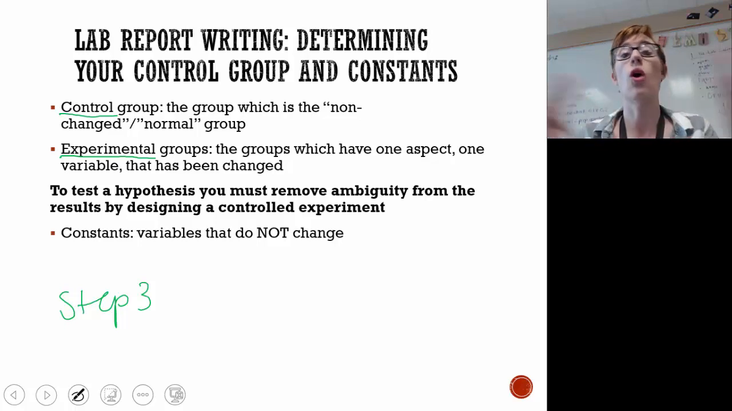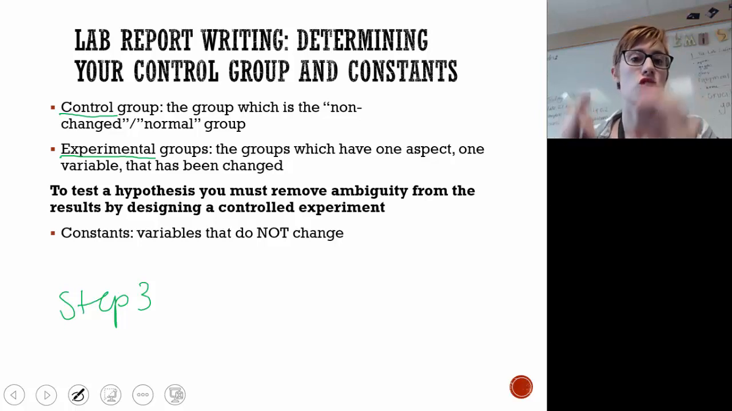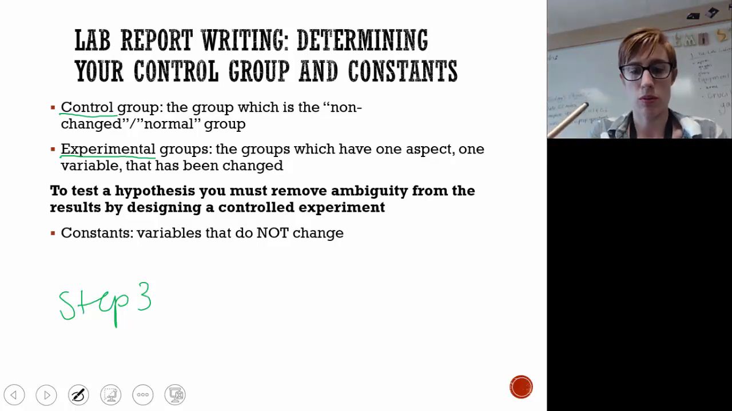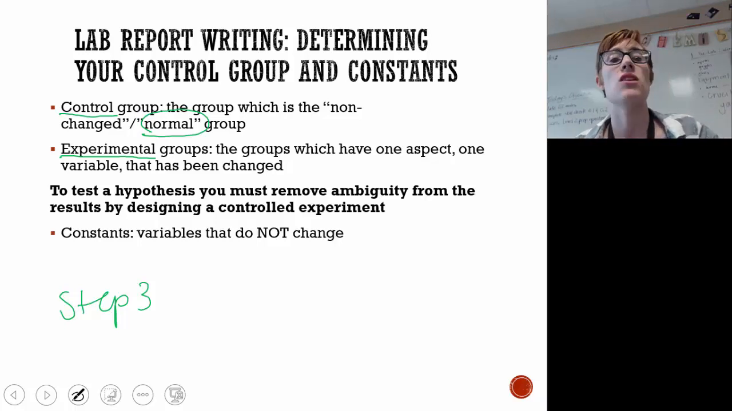Some experiments will only have experimental groups. An experimental group is an object that you're changing something on, okay? So in the experiment that I was mentioning, each experimental group would be a separate tomato plant in a different color light, okay? So the tomato plant in green light would be one experimental group. The tomato plant in red light would be another experimental group. The control group is just going to be your normal group, or the one that you don't change anything on, okay? So my control group in the experiment I was using as an example would be the tomato plant in the regular sunlight, right?